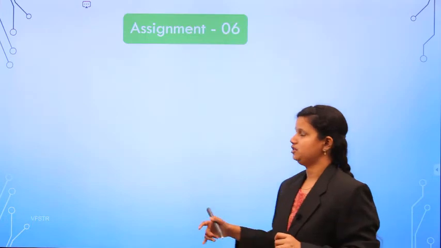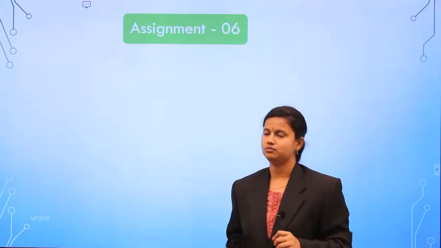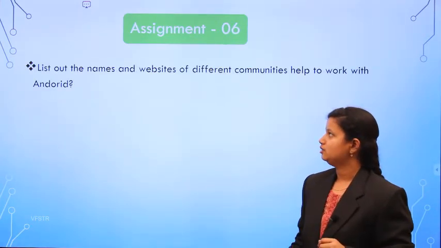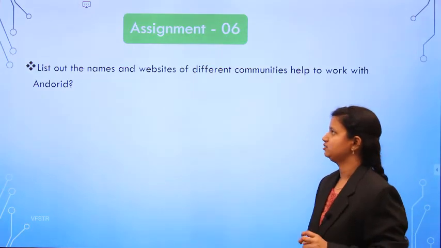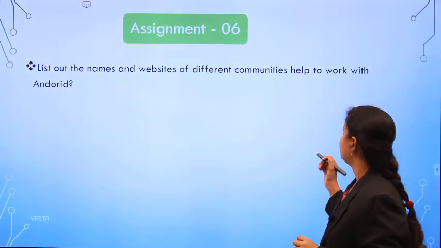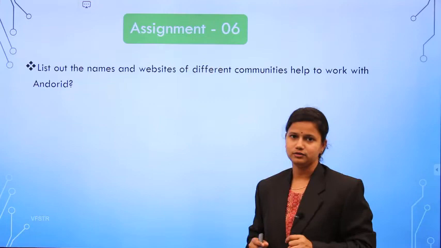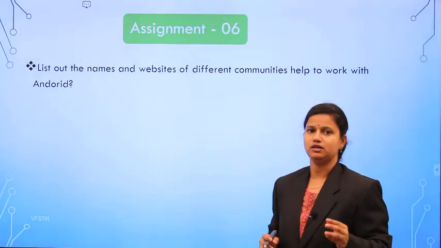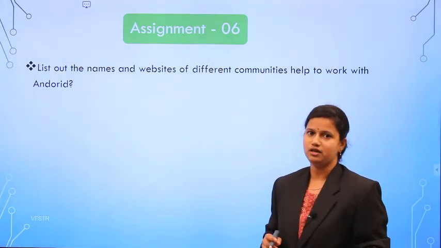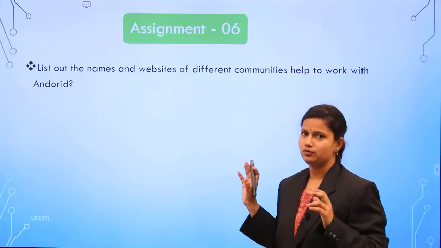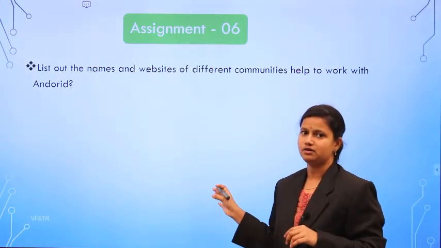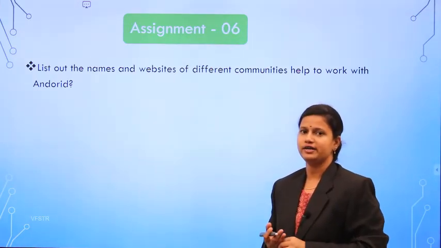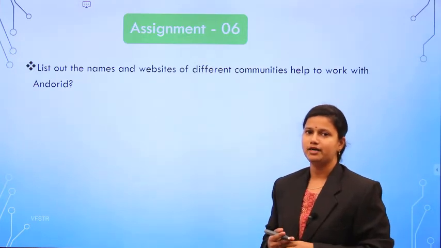And the next one is the assignment. Make a note of the question: list out the names and websites of different communities that help to work with Android. Nowadays different communities are there, but in the introduction they have only 3 communities. The 3 communities are already discussed: Stack Overflow, Android Discuss and Google Android Training.